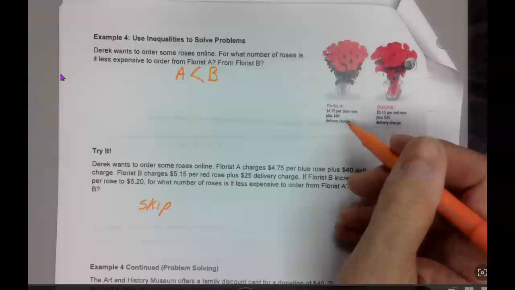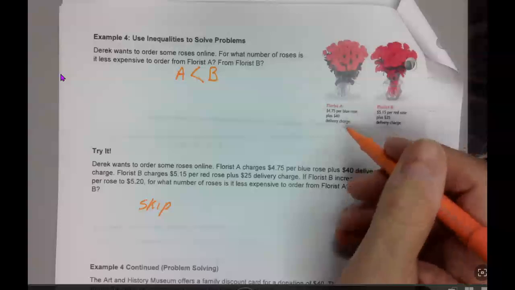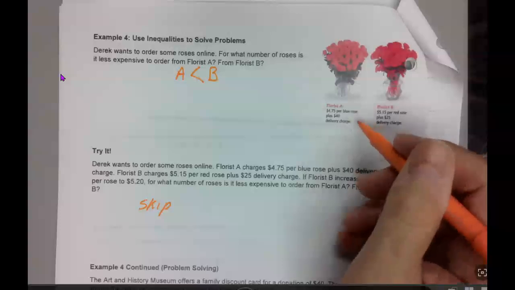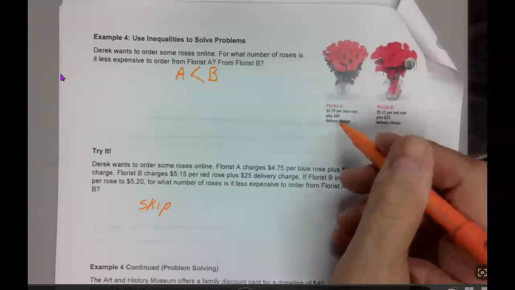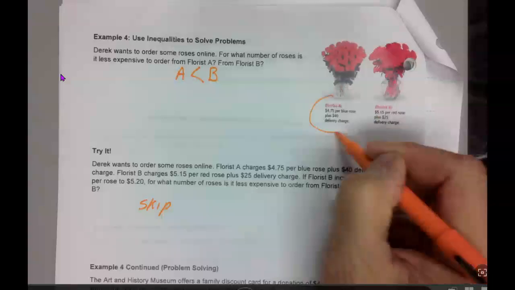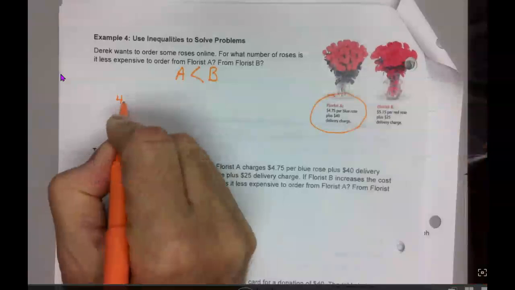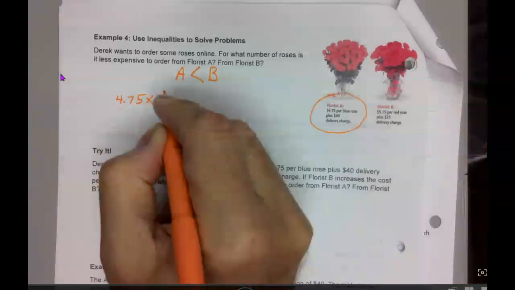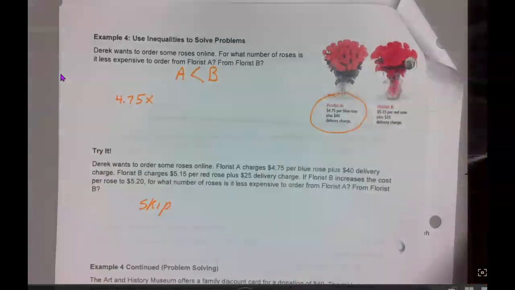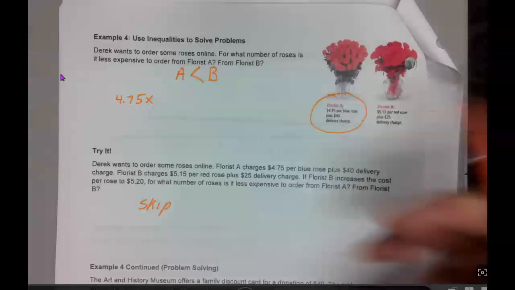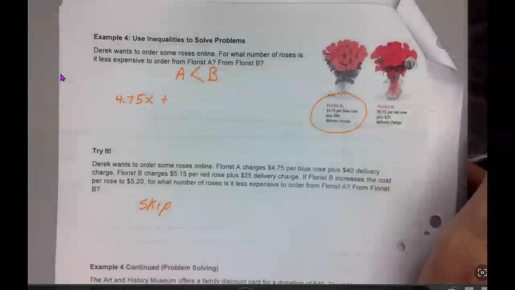So it says that over here, florist A charges $4.75 per dozen, plus a $40 delivery fee, correct? Does everybody read that over here for A? So the cost for A is going to be 4.75x. X is the number of roses, okay?